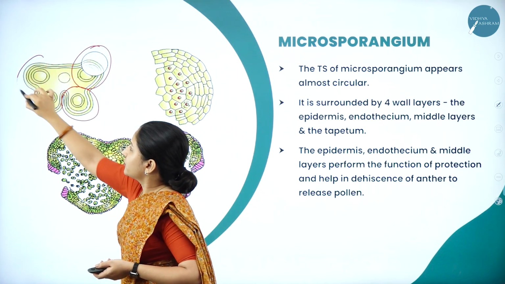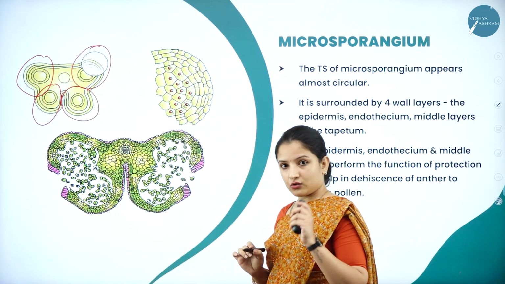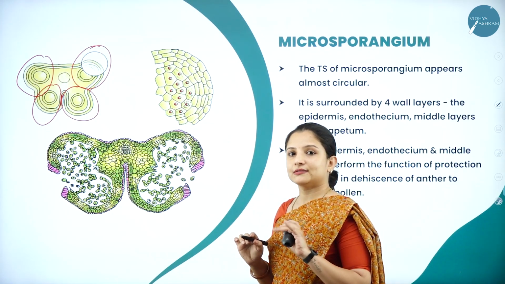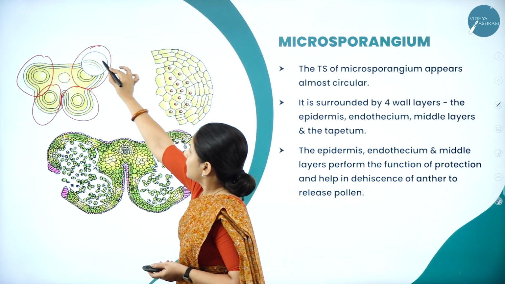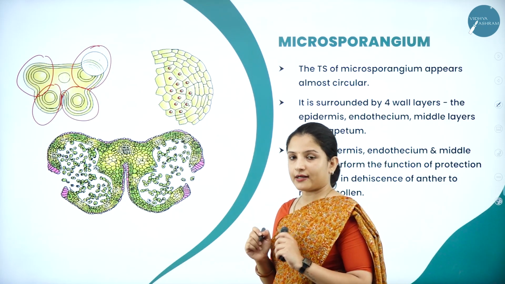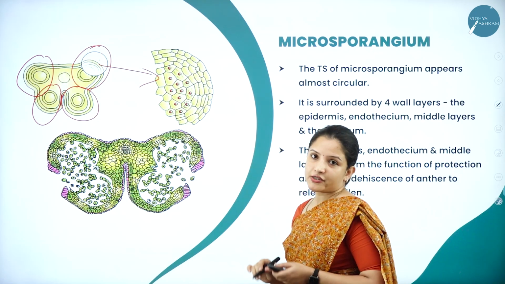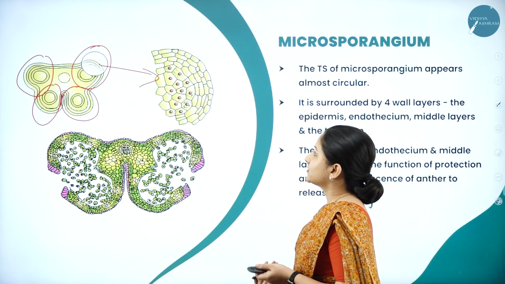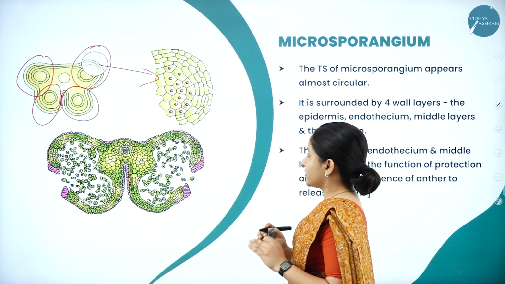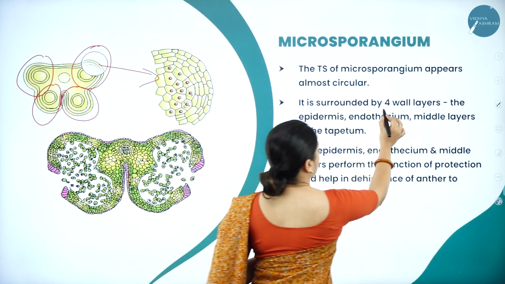Almost the outline of the microsporangium is circular and it has 4 corners. That is why it is tetragonal. Tetra means 4, and 4 corners. When you observe this transverse section of the microsporangia under the microscope, you can get a view like this. This is the enlarged view. So, what are the structures present in the microsporangia? We will study. The microsporangium is surrounded by 4 wall layers.